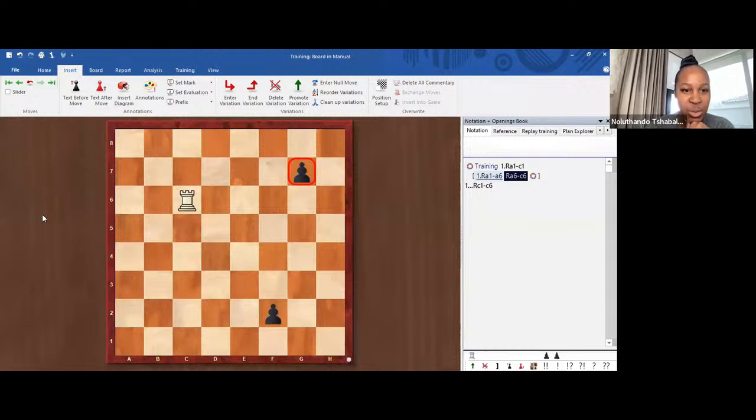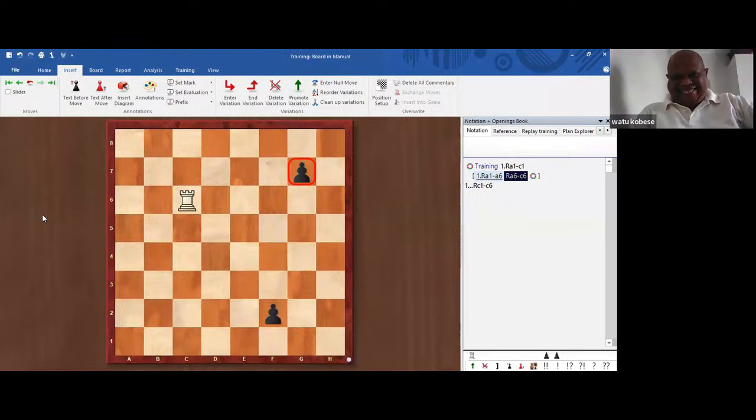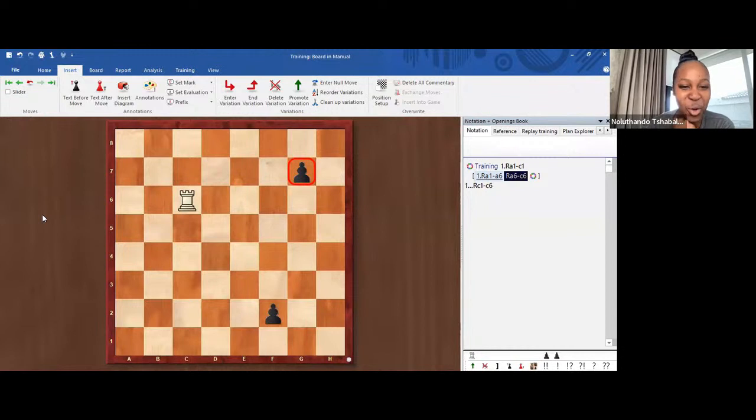2 moves. Yeah. Ooh. You know the thing about chess, it's very intimidating. All of a sudden, my brain just froze.